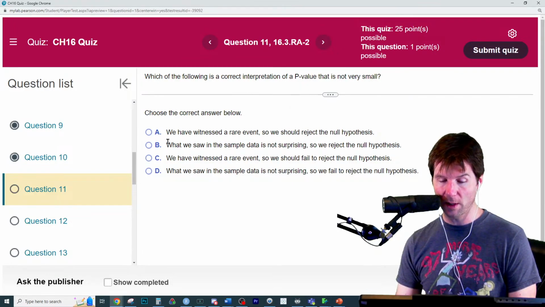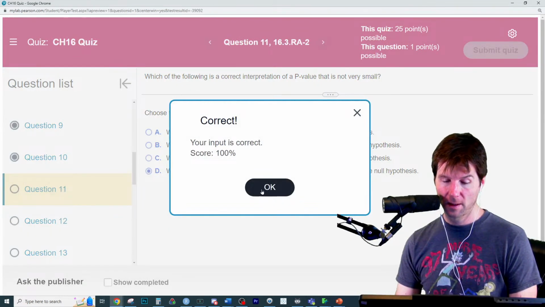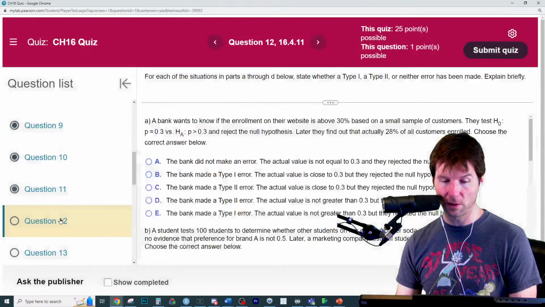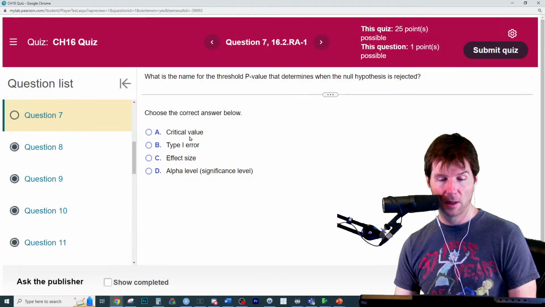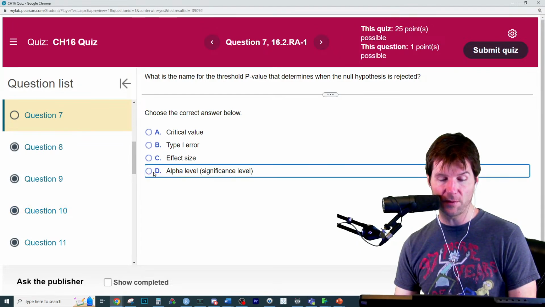What we saw was not surprising. What we've witnessed here, what we saw in the sample, is not surprising. We fail to reject. We saw something that looks like what we would see according to the null. What is the name of the threshold? That is your alpha level.